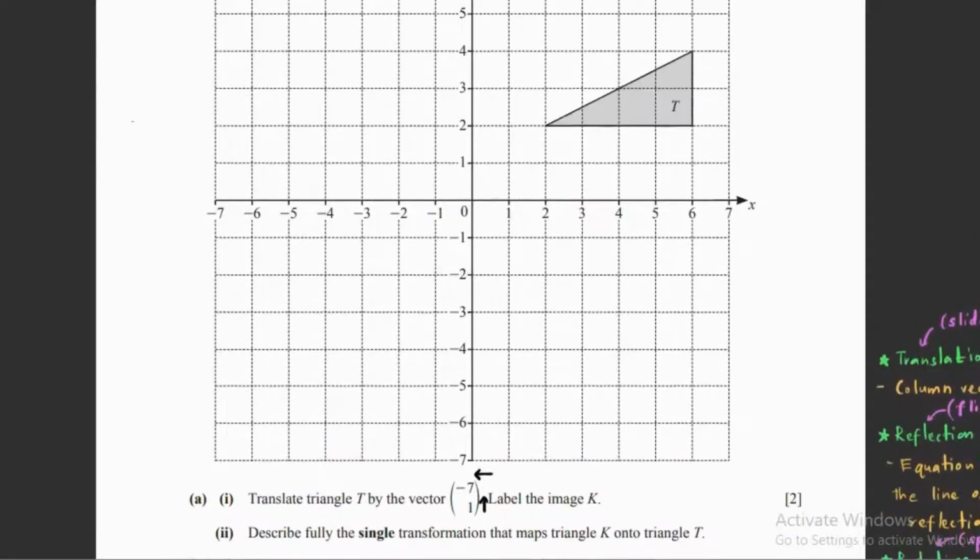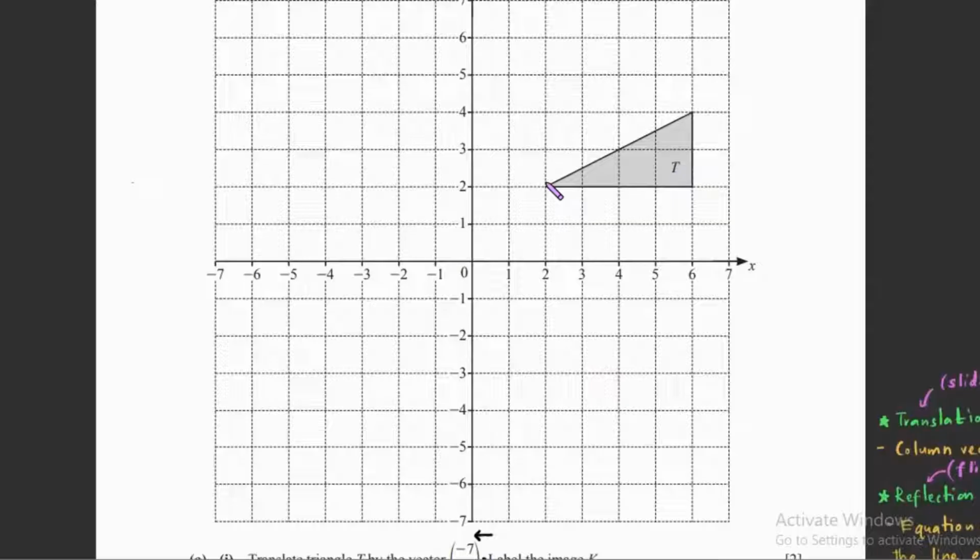So when we consider this triangle here, I'm going to select a vertex. So let's say that I'm going to pick this vertex here. So I need to move this 1, 2, 3, 4, 5, 6, 7 units to the left. And we had 1 at the bottom in the column vector. So it's going to go 1 unit up, which means this vertex in the triangle will be here. The same way we can move the other vertices also, or as we already know that this vertex is here, we know that the triangle will look like this. And we are supposed to label the image as K.